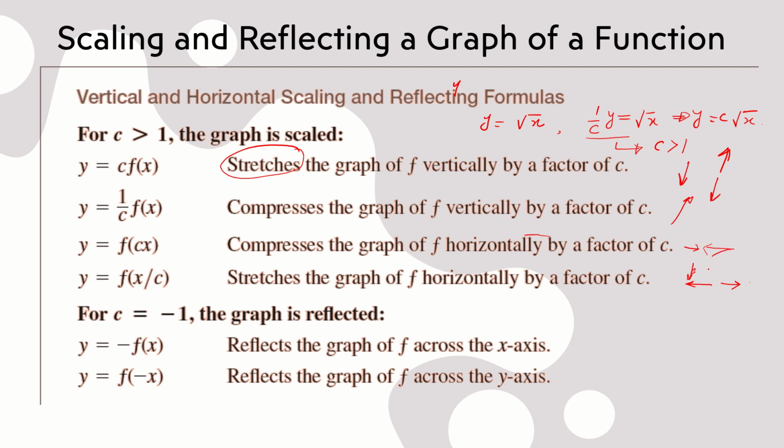If you know the graph of a function y is equal to f of x, here there is some graph. If this is the graph of y is equal to f of x and we want to find the graph of y is equal to minus f of x, in that case you have to reflect the graph about x-axis. It means the graph will become like that.